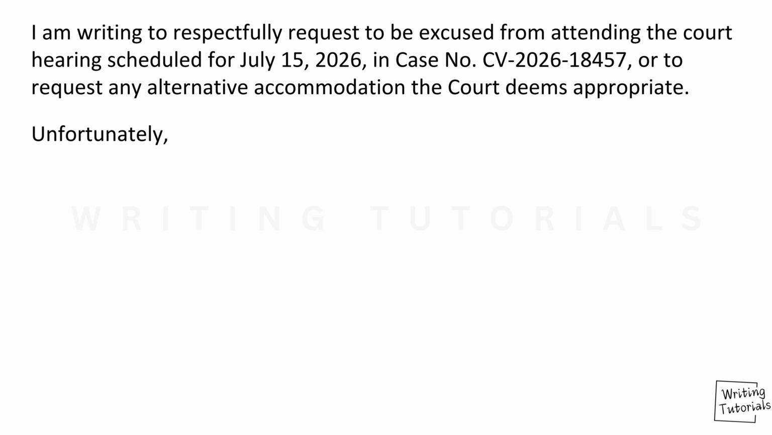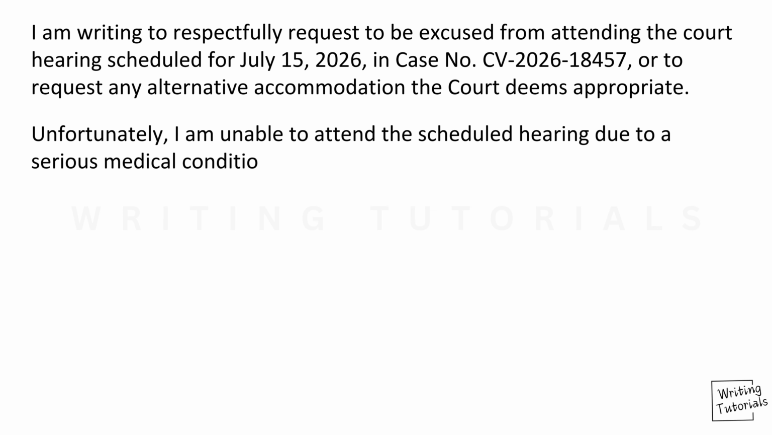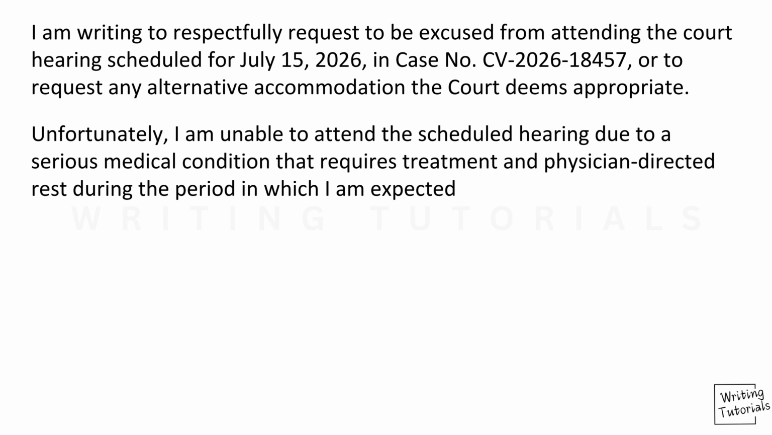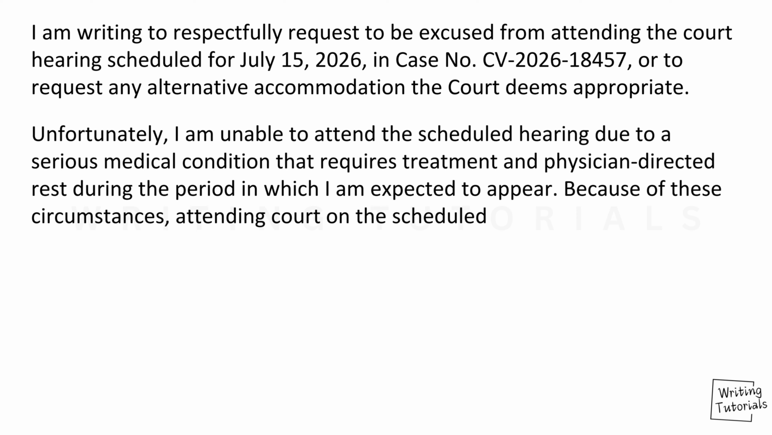Explanation of the circumstances. Now let's look at the next paragraph. This section explains why you cannot attend the scheduled hearing. In this example, the reason is a serious medical condition that requires treatment and physician-directed rest. This paragraph is extremely important because the court needs a legitimate explanation supported by facts. Keep your explanation honest, concise, and focused only on the information necessary to explain your absence.